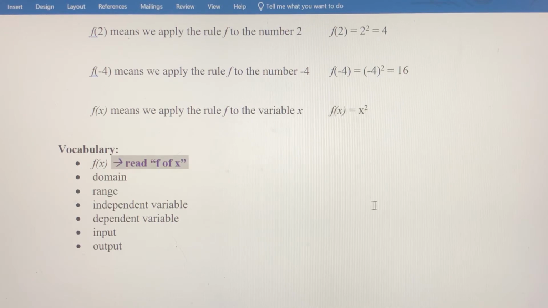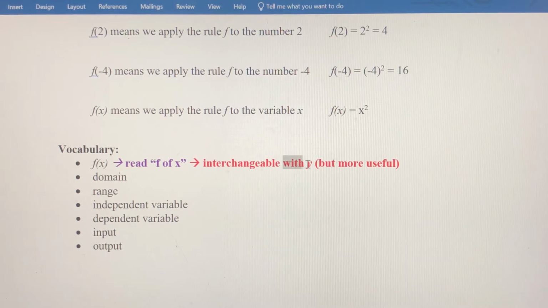So some vocabulary here to remember. f of x, remember we're going to read it as f of x, the function of x. Okay? f of x is going to be interchangeable with y as we move forward, okay? But it's a lot more useful to use the function notation, all right? We've got domain, we've got range, independent variable, dependent variable, input and output, okay? Again, you should have heard all these terms before.